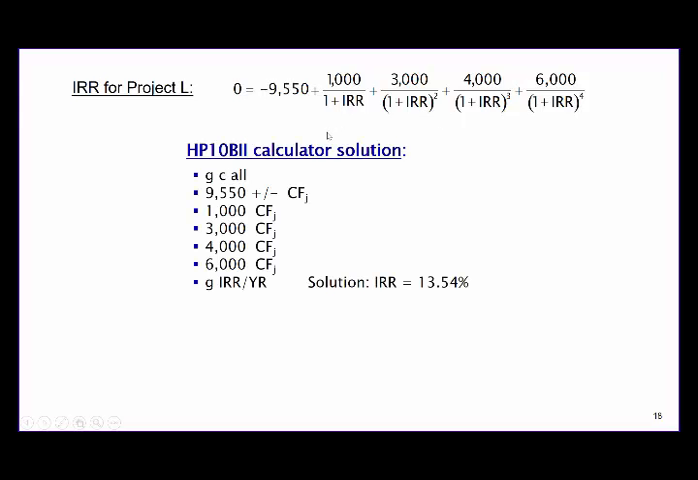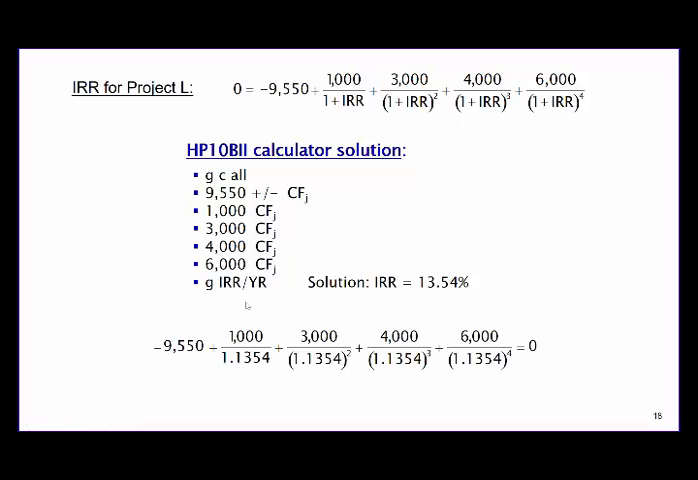For Project L, take the NPV equation for L set equal to 0, and you're going to solve for the unknown interest rate, the IRR. The HP 10B2 calculator will tell us that it's 13.54%. If you start with Gold Clear All, enter the cash flows, and again press Gold IRR per year, plugging that in, you'll get close to 0, and we can conclude the IRR for Project L is 13.5%.